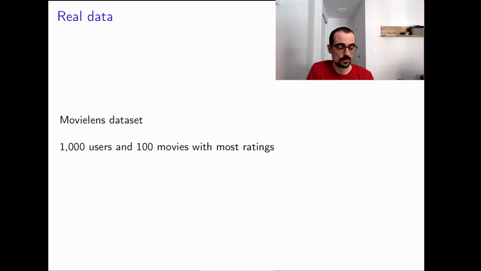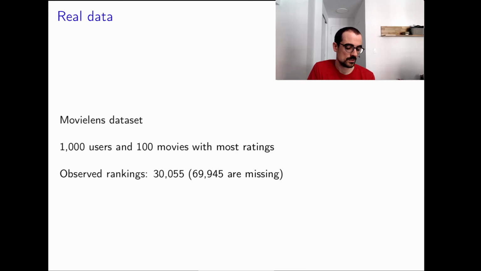Here, what I did is I took the MovieLens dataset and I took the 1,000 users and 100 movies with the most ratings. The observed ratings were 30,000, so there are about 70,000 of them that are missing.